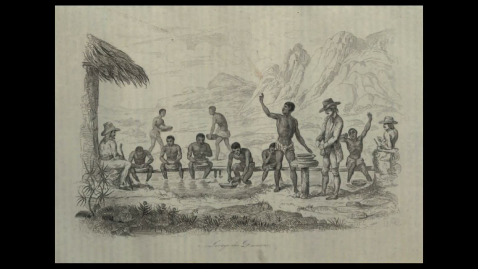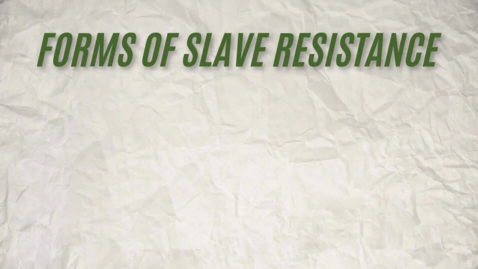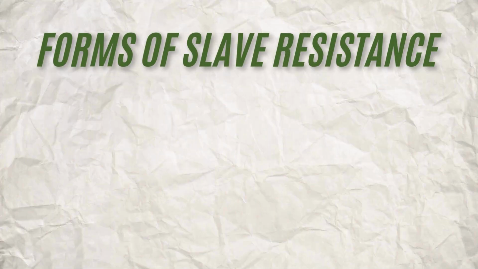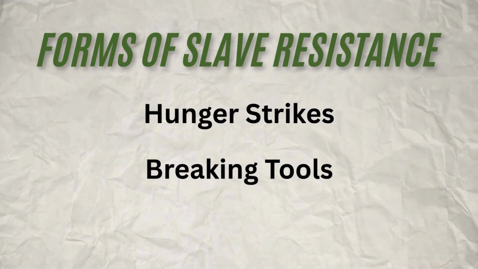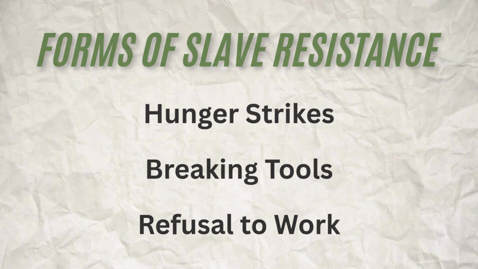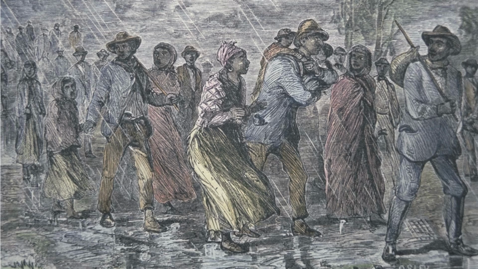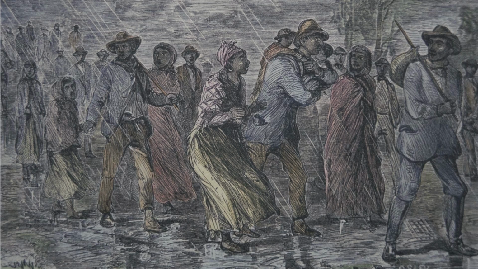Despite the brutal nature of slavery, enslaved Africans did not suffer in silence. Across the colonies, they found ways both subtle and bold to resist their dehumanization and maintain their identities. Overt acts of resistance included hunger strikes, damaging tools or machinery, and just flat out refusing to work. Many also attempted to escape, with estimates suggesting that 100,000 enslaved people fled captivity before the American Civil War.